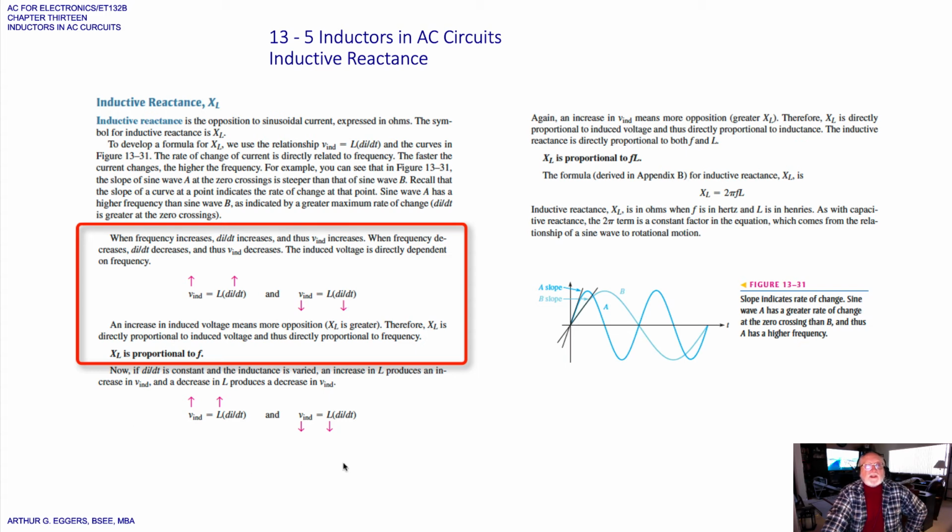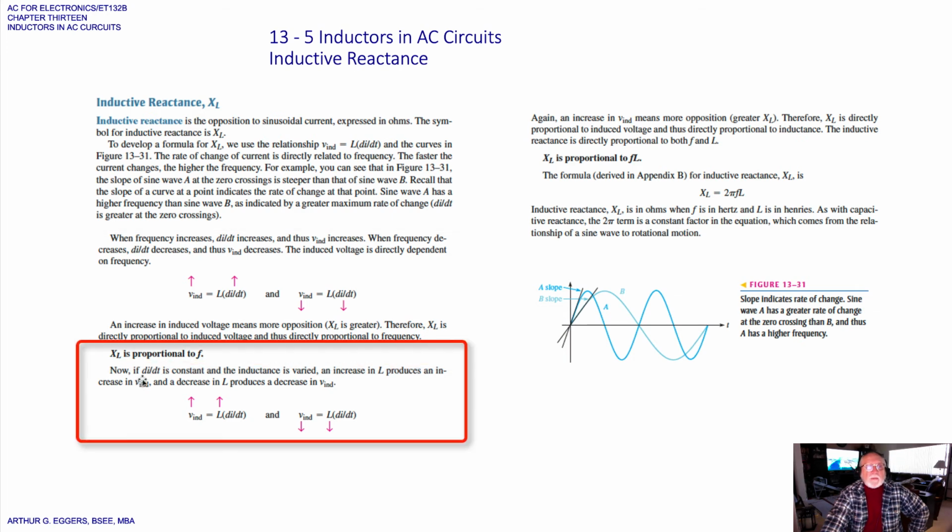An increase in induced voltage means more opposition, so X sub L becomes greater. Therefore, X sub L, the inductive reactance, is directly proportional to induced voltage and thus directly proportional to frequency. When one goes up, the other one goes up. Okay, it's not like an inverse proportion where one goes up and the other goes down. X sub L then is proportional to frequency.